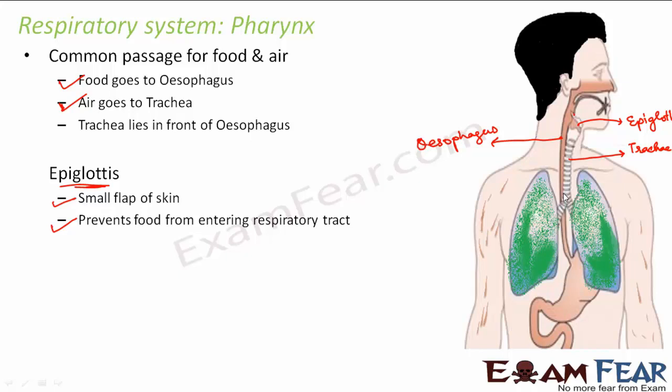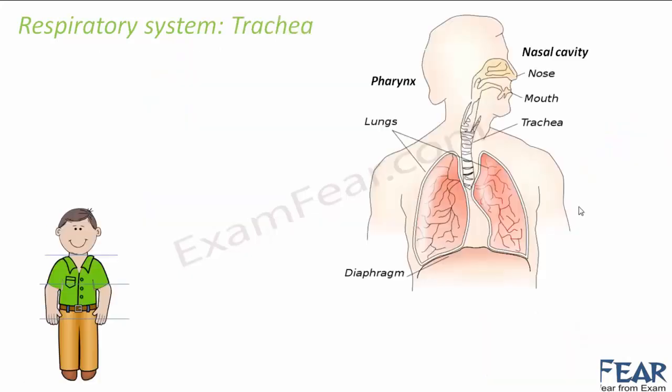So here from this diagram you can clearly see the location of the digestive system and the respiratory system. This esophagus is going to the stomach, and the stomach will then go to the intestine, and here this trachea is going and connecting to the lungs. Clear? Okay. So now let us talk about trachea, that is the windpipe.